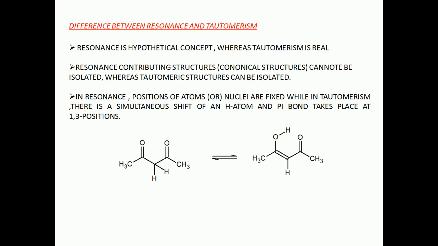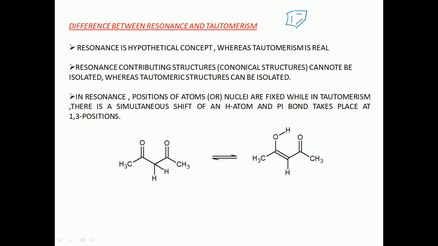What is the difference between resonance and tautomerism? Very important concept. Resonance is a hypothetical concept, whereas tautomerism is a real concept. First, let us explain based on resonance. I will take one best example where we have discussed the concept of resonance.